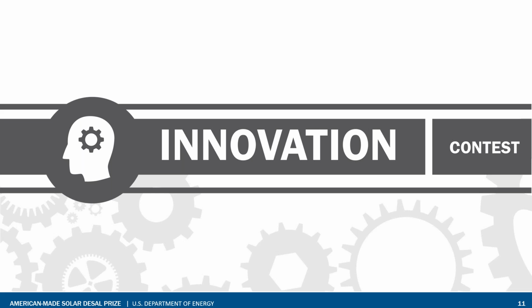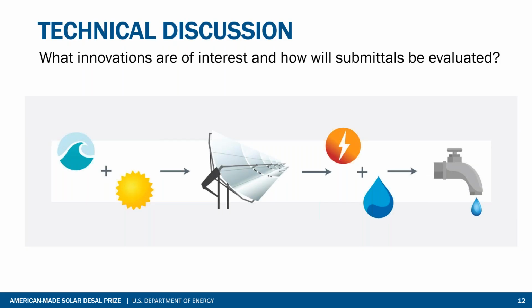All right, I'm going to talk a little bit about the innovation contest in detail. That's what most of you are interested in. So next slide. All right, this is a simple graphic to represent what we're interested in. We're trying to take salinated water and solar energy, use it in a solar thermal desal system to produce fresh water. We're not looking for any kind of electricity to be made here. It's just fresh water. But we've been getting a lot of questions about what innovations are of interest and specific evaluation criteria on HeroX. So I thought we'd take a few minutes here to talk about that in a little bit more detail. Next slide.